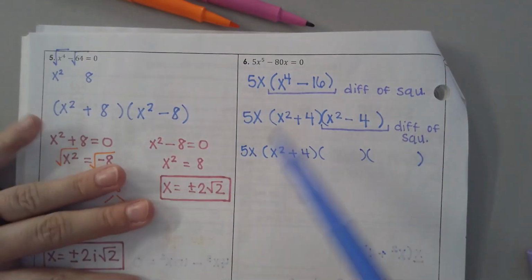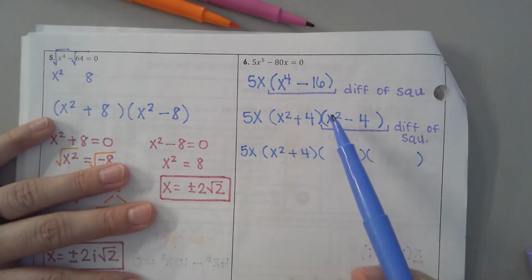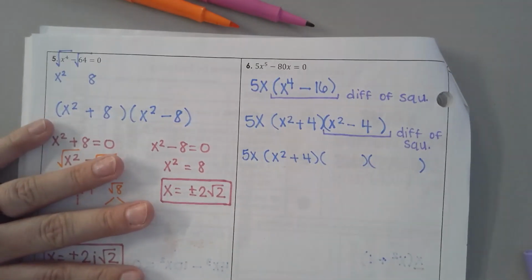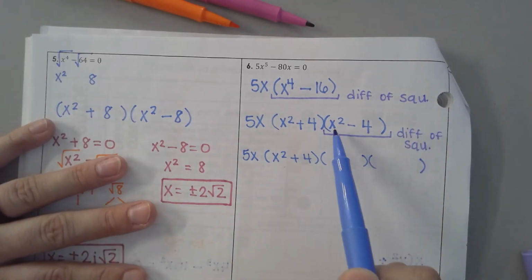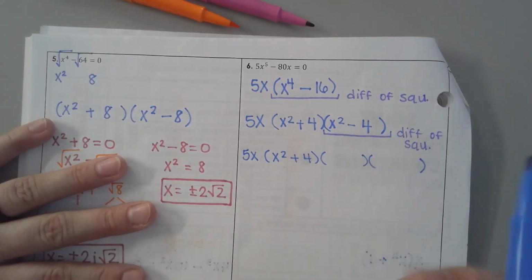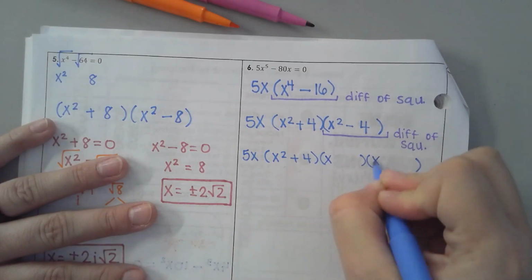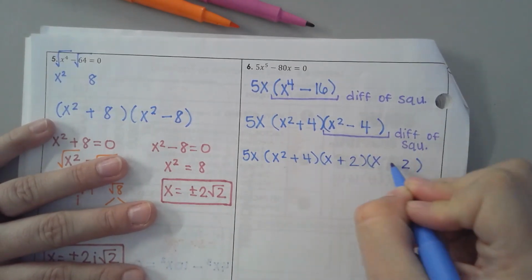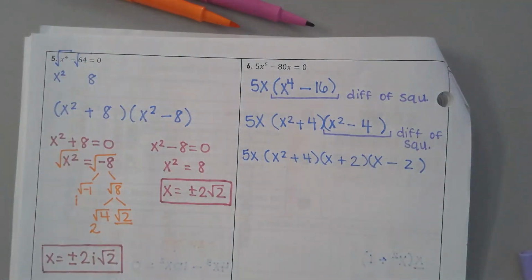I know that because it's subtracting. X squared is a perfect square. 4 is a perfect square. So what's the square root of x squared? X. Square root of 4? 2. So I have a plus 2 and a minus 2. Now, can any of those be factored down again? No.